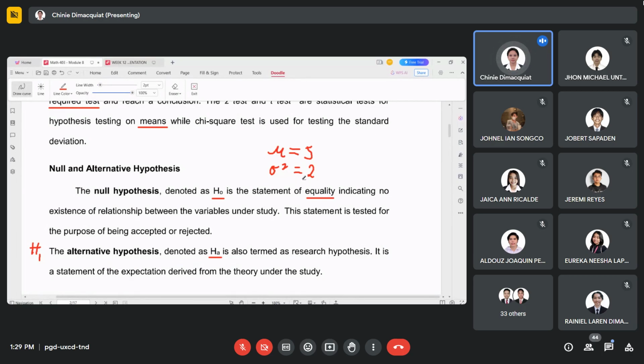So bakit natin sabing siya yung null hypothesis? Dahil equal po yung ating sign or symbol dito. And kay alternative hypothesis naman, pwedeng is not equal to, pwedeng greater than, and pwedeng less than. Ito yung mga symbol na ginagamit kay alternative hypothesis.